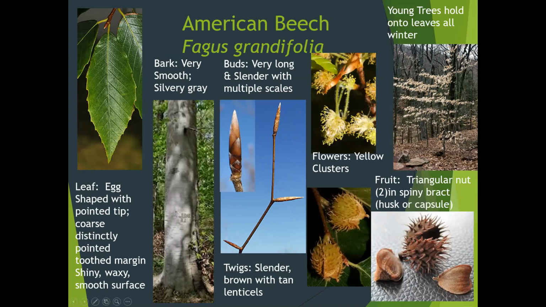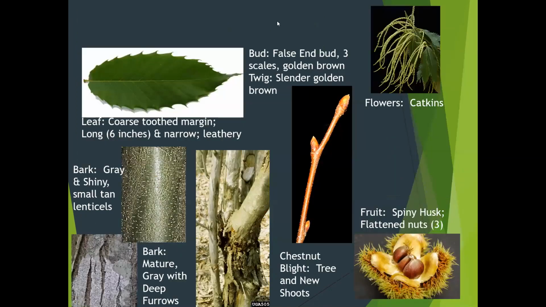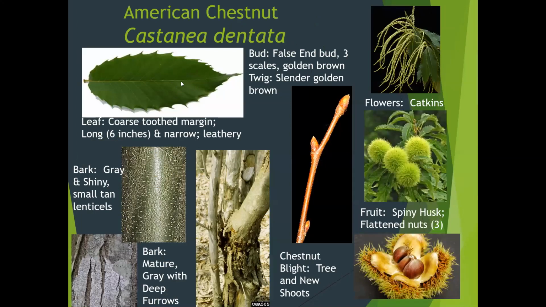And so here's another tree that used to totally dominate the forestscape, the American chestnut. It's a tree that's in trouble, but it also has a very distinctive leaf. It's a very long leaf, at least 6 inches long, and it has these deep, coarse tooth margins. So it's kind of leathery.